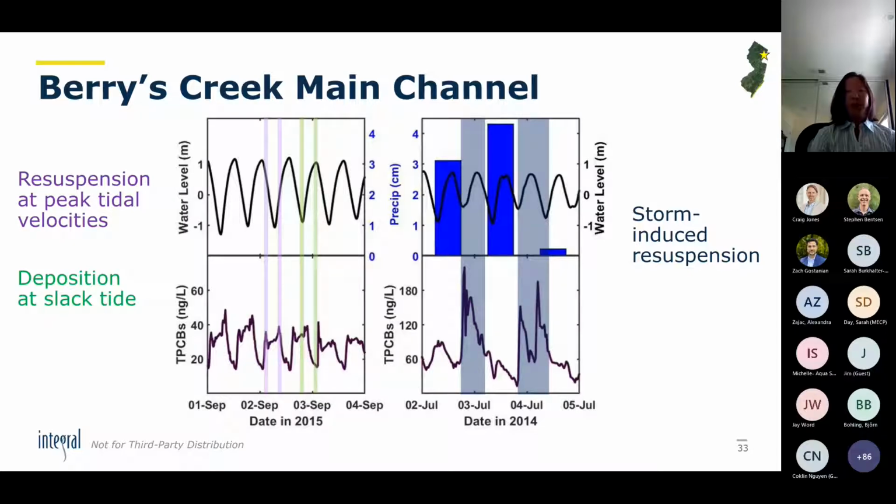So importantly, optics helped answer our fundamental site questions. So where are COCs coming from? Well, the main channel bedded sediments. Where are they going? Into the water column and settling back to the bed during low energy periods. And how are they getting there and when? So that is resuspension during peak tidal velocities and storm events. Our remaining question was, where are these COCs ending up?